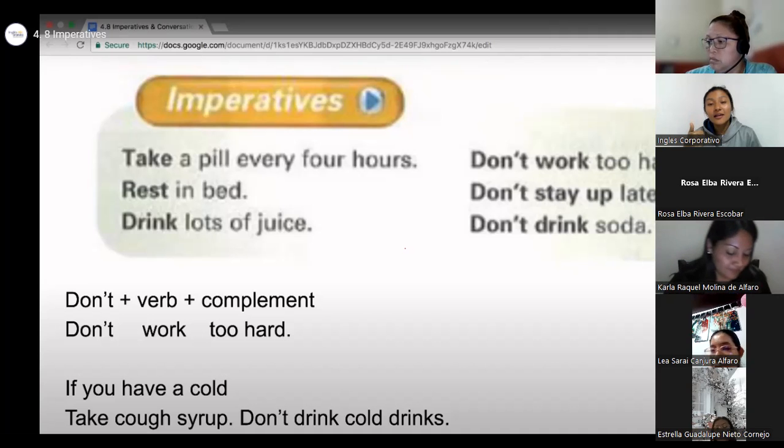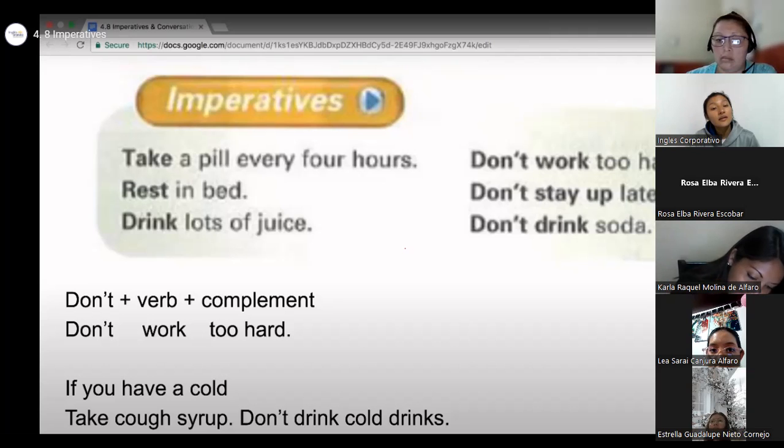La oración sería take y el complemento de la medicina. Exactly. You can tell me take a pill, take acetaminophen, right? Take a bit of grip, for example. Okay. And you can give me some recommendations. For example, don't swim, for example, because I have the flu, right? Don't swim. Aspirina sería... Aspirin. Exactly, aspirin. Okay, in that way. So go ahead.